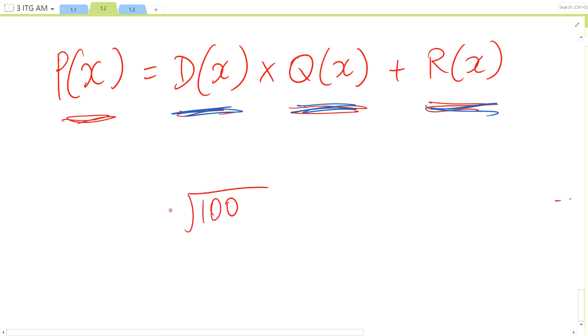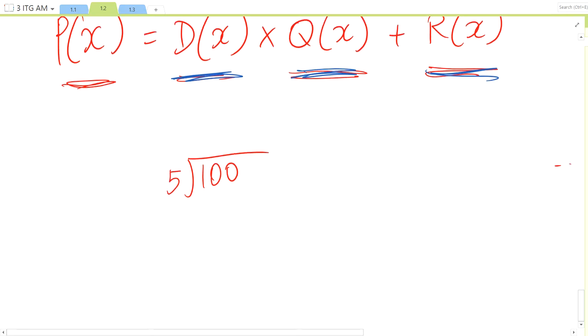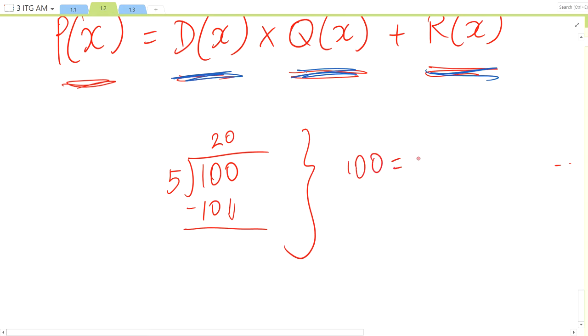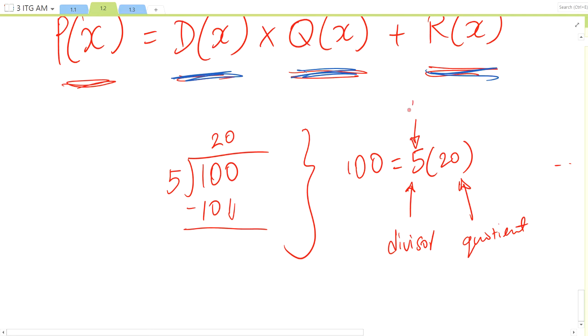100 divided by, let's say, 5. What will happen? Okay, let's work this out. 1 cannot divide by 5. 10 divided by 5, we get 2. We all know that it's going to be 20, right? Is there a remainder? So we can therefore write that 100 equals 5 times 20, where 5 is the divisor. This will be my quotient, right? Is there another name for this 5 over here? It starts with F. Factor, yes.